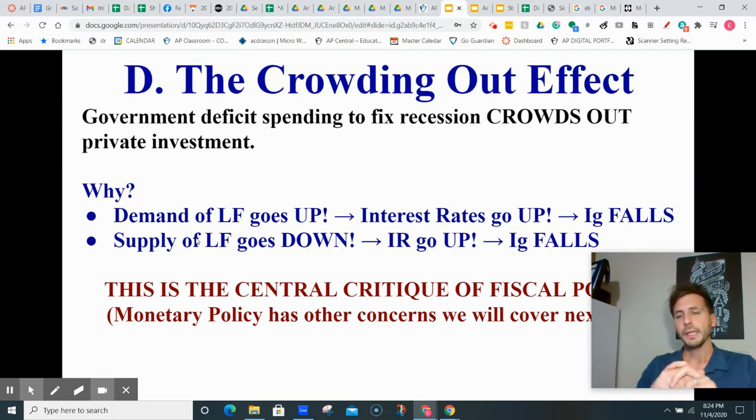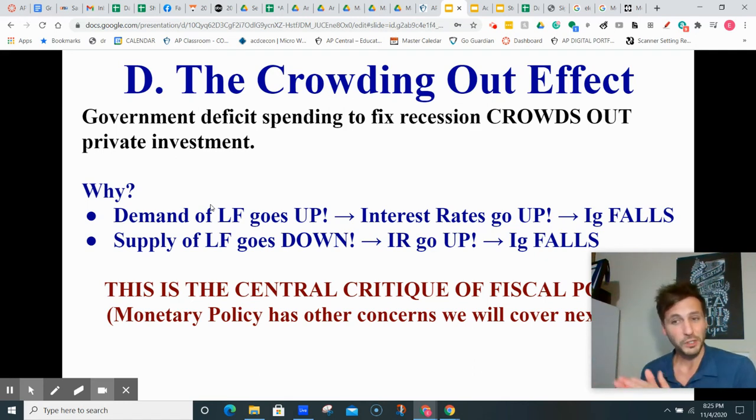Okay, so here's all the crowding out stuff you need to know. Government deficit spending uses government spending to try and fix the economy. But when they do that, they create the crowding out of private investment, like you and me. Here's why. When the demand for loanable funds goes up because of deficit spending, like we just showed you, interest rates go up. And when interest rates rise, gross private domestic investment, IG, falls. And that reduces future economic growth.